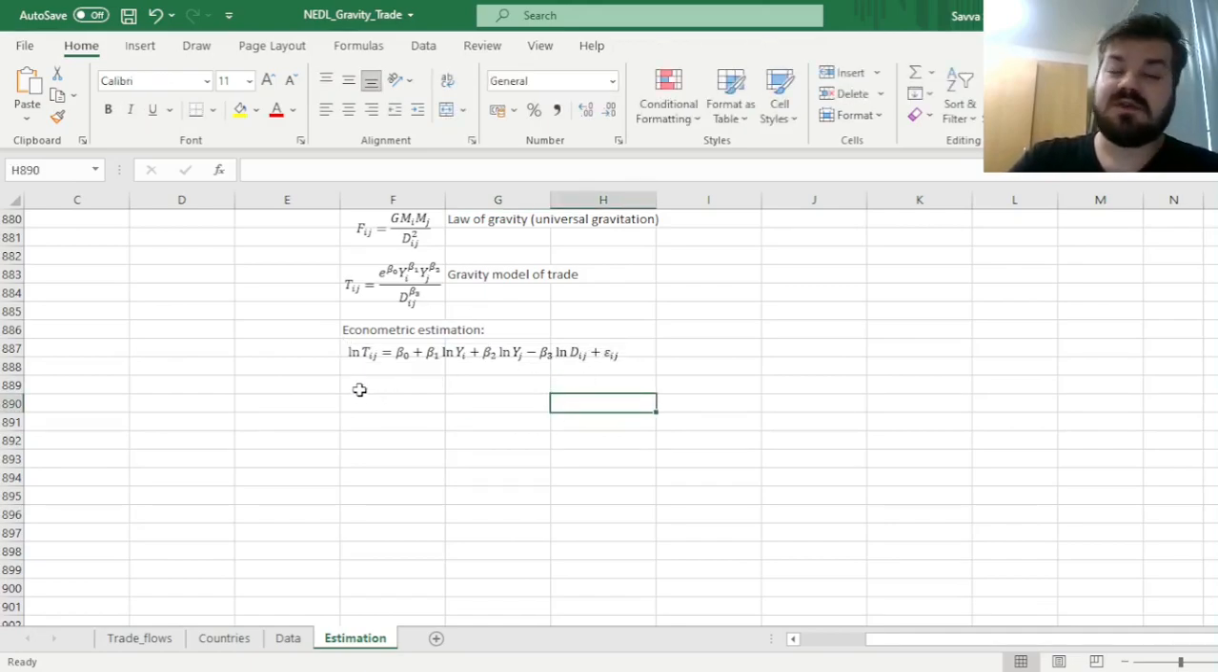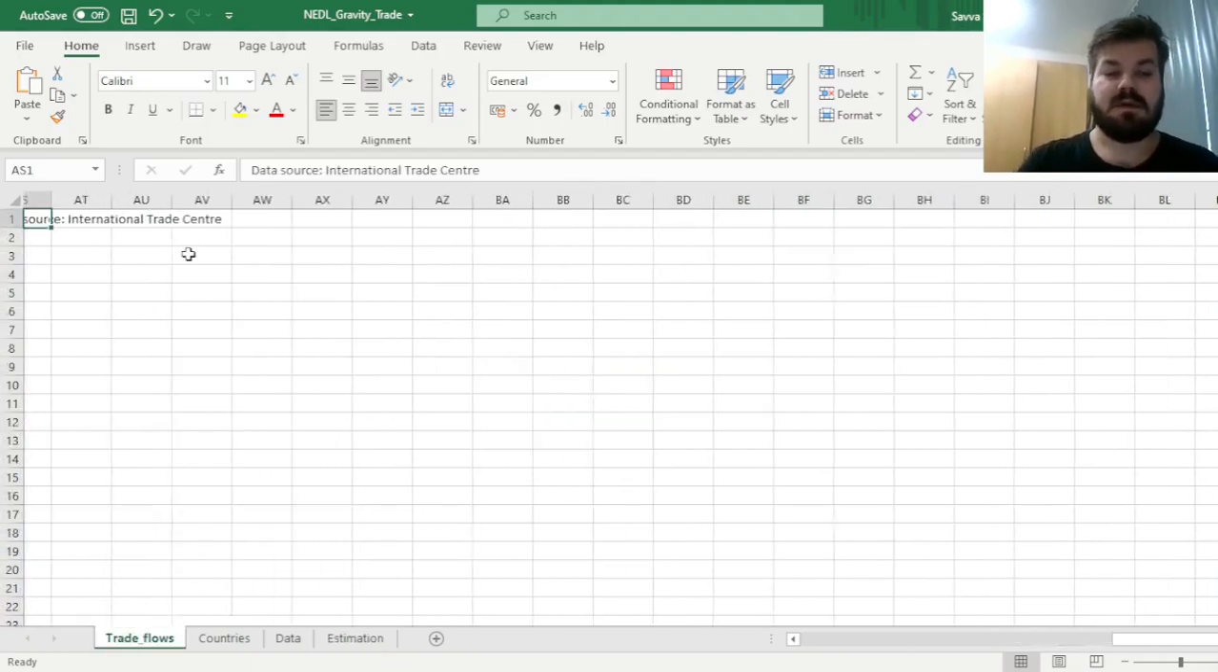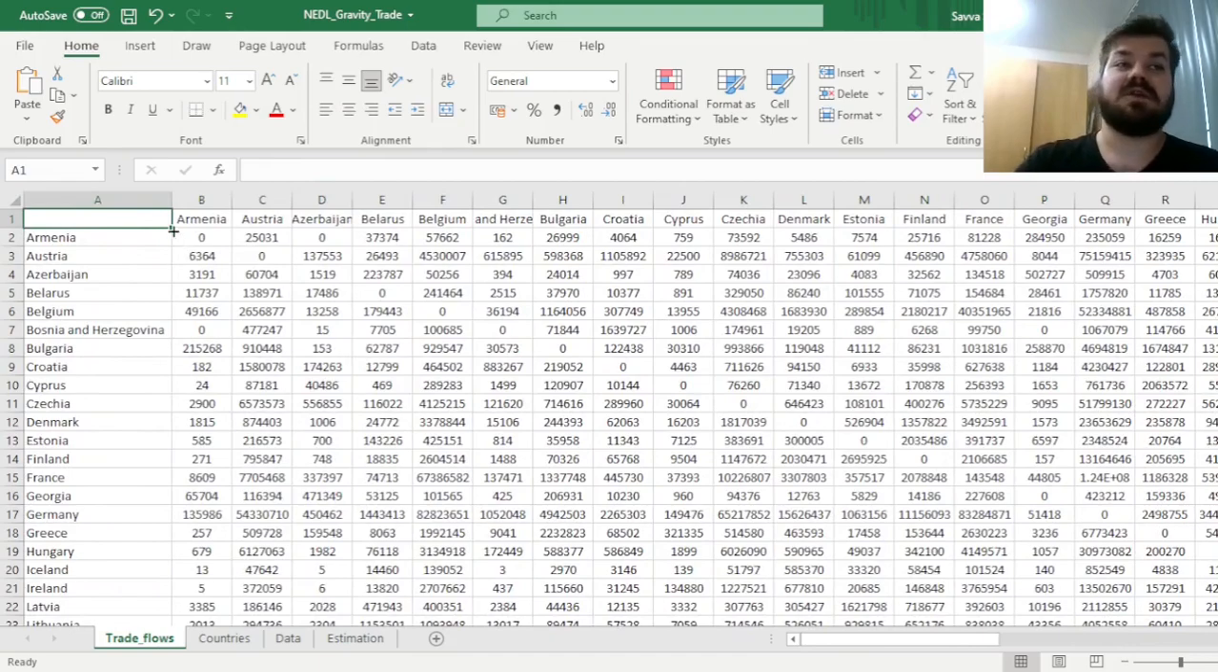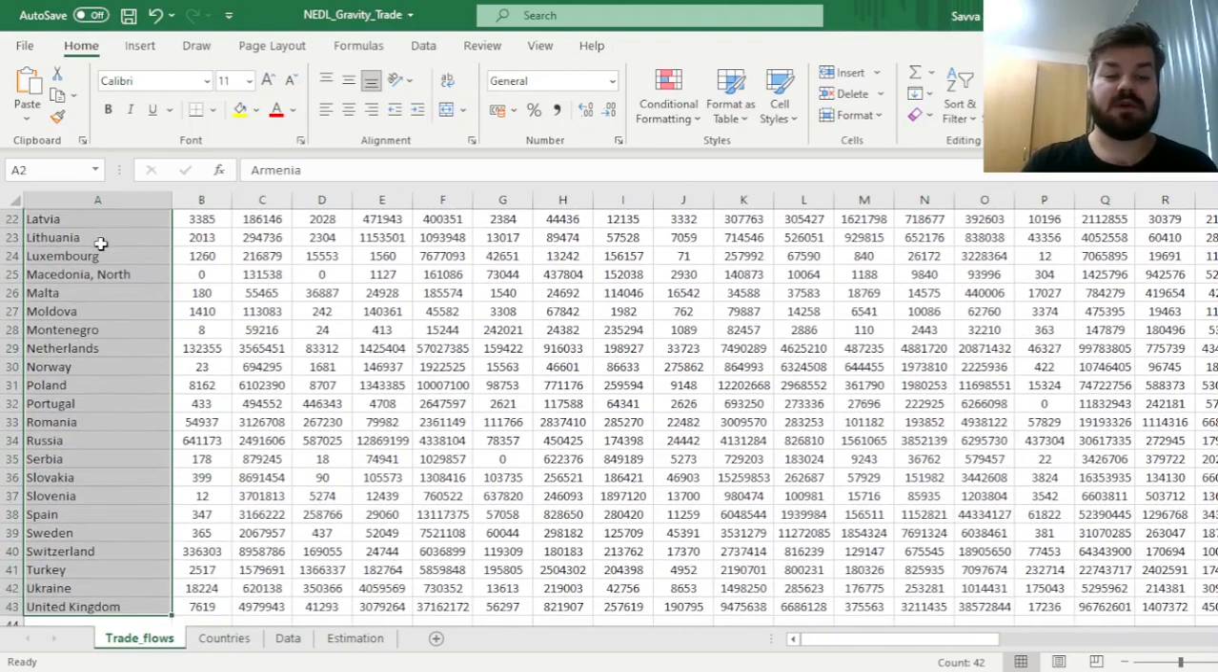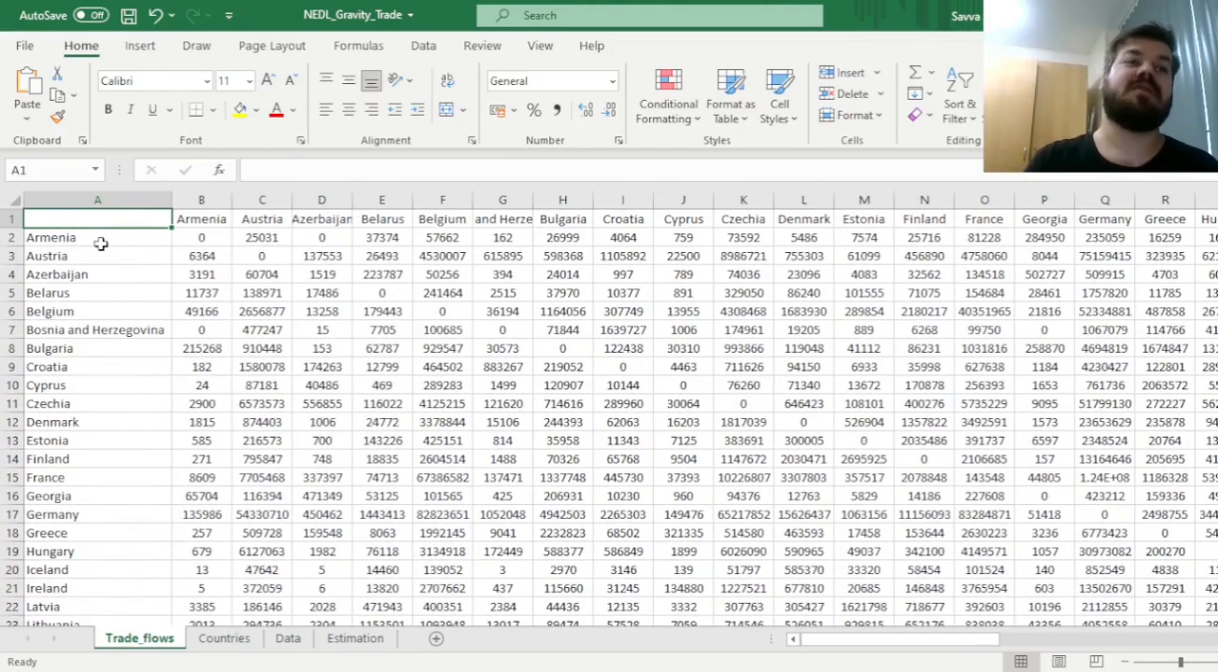So now, how to actually use real-world data to test the gravity model of trade, and how to approach the modeling? Well, here, the first bit of data that you need are bilateral trade flows. And these I've got from the International Trade Center. For simplicity, here I've got only the European countries, so 42 European countries that are geographically in Europe. And it is a 42 by 42 matrix with each element representing exports from country i to country j.